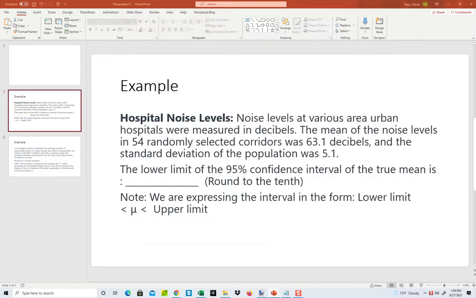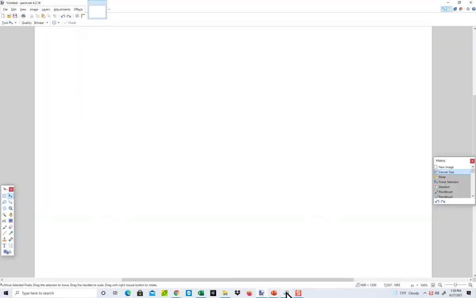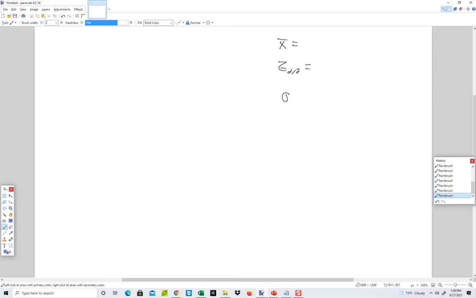So what we're really looking for on these problems is we need x bar. We need this z alpha divided by 2. Don't worry about that. That's just notation. You can just think of it as z. We need sigma, and we need n. At that point, we can plug it in, just get our answer.